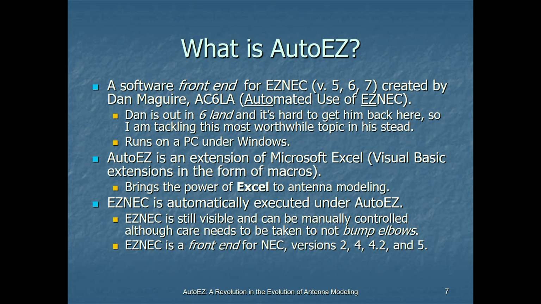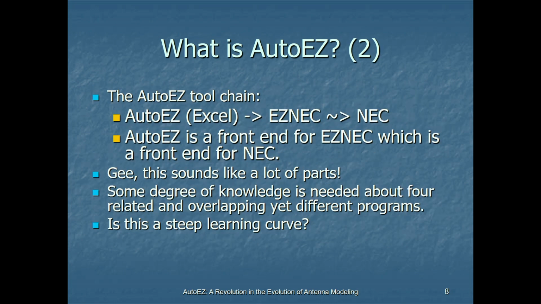And in some cases, I kind of go back and forth between letting AutoEZ run EasyNEC or me manually doing it. And you just have to be careful you don't get in trouble where you change something in EasyNEC that you really want to save, but then you run AutoEZ and it obliterates it, right? So you've got to be a little bit careful. So the tool chain is AutoEZ with Excel in there, runs EasyNEC, and that sort of sits on top of NEC. So it sounds like a lot of parts, right?